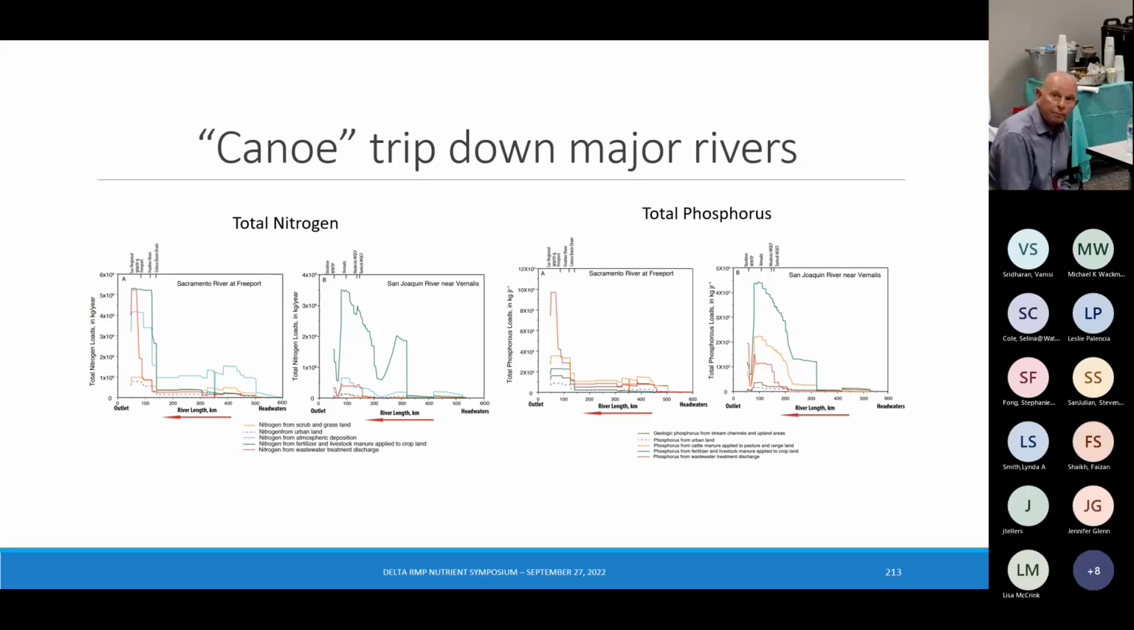And then the one on the far left is for the Sacramento River at Freeport. It starts out with most of the sources coming from atmospheric deposition. We enter the valley, it jumps up with farm fertilizer. And then wastewater treatment loads are fairly low throughout the Sacramento River until we get to Regional San. And this was before the upgrades to the plant. So that's why that red line shoots up for the Sacramento River. And then we can see a similar type of thing for phosphorus.